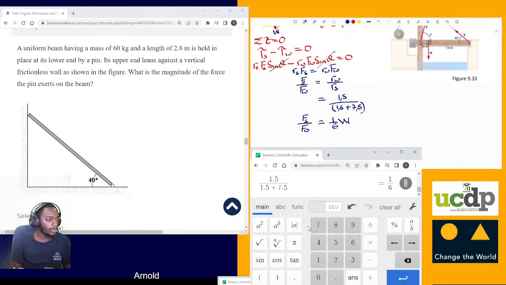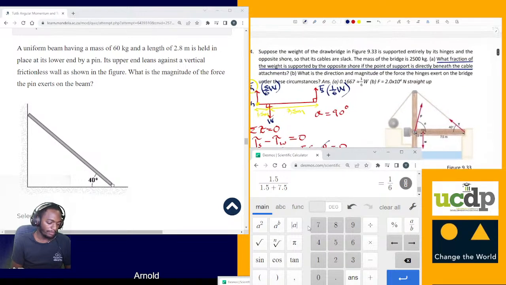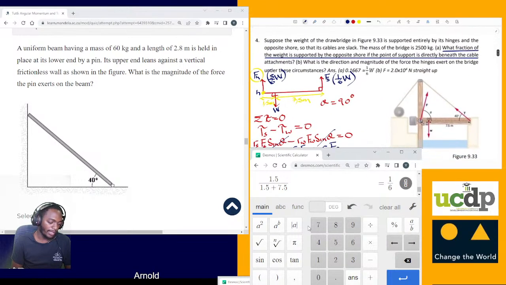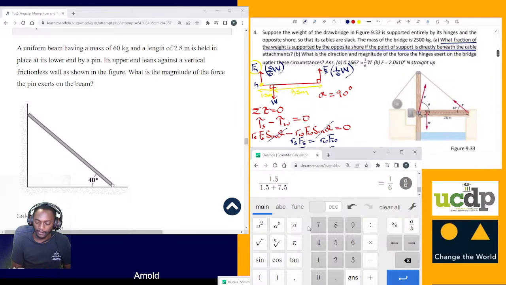Now moving on to part B. Part B says, what is the direction and the magnitude of the force the hinges exert on the bridge under these circumstances? Okay, so that is what the next part of the question is looking for. So what is the direction and the magnitude of the force the hinges exert on the bridge?